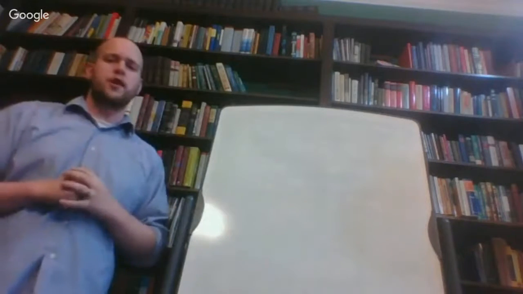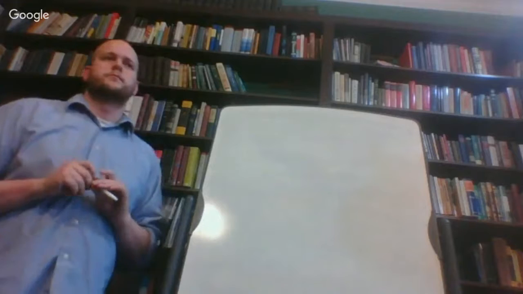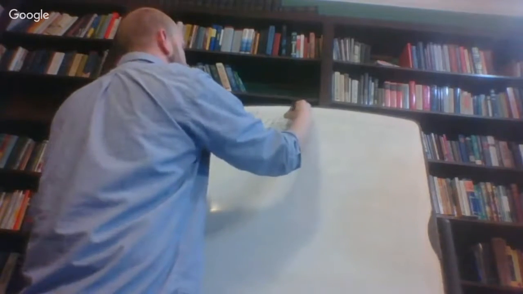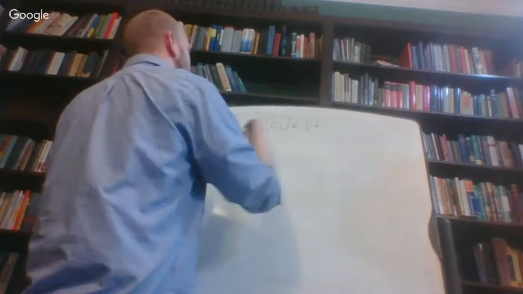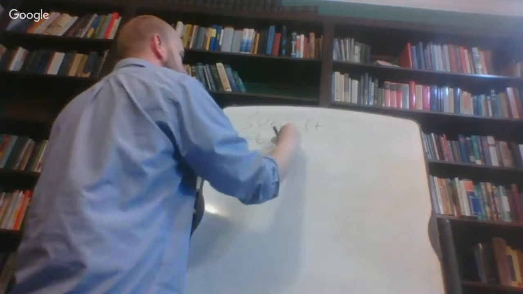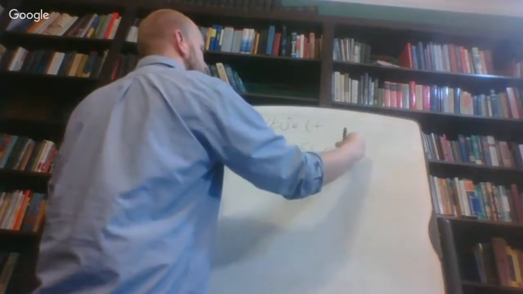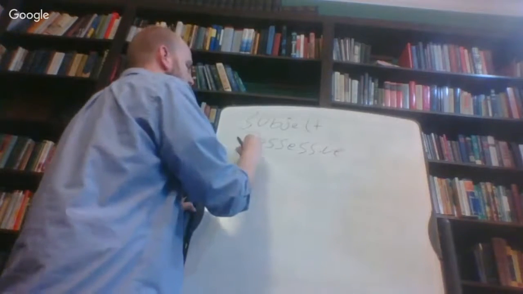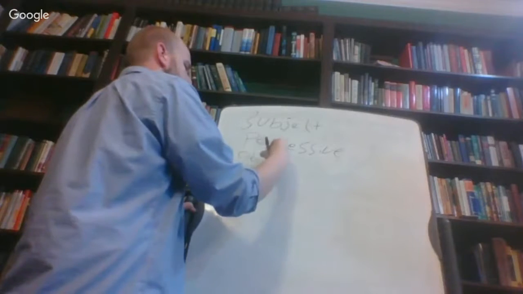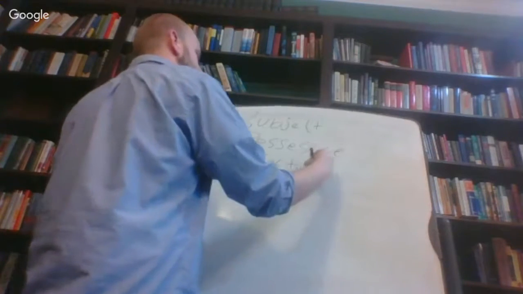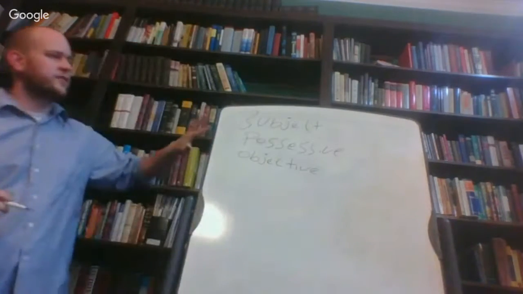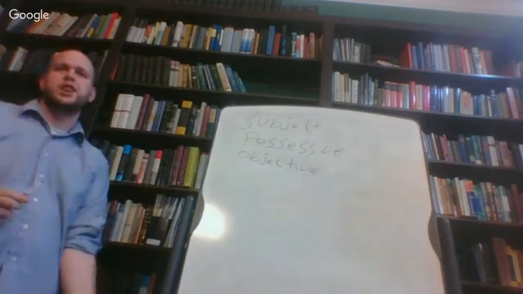English has for our nouns? Subject, possessive, and objective, right? These are the three cases that English has.